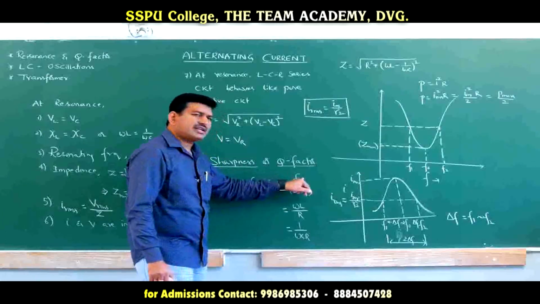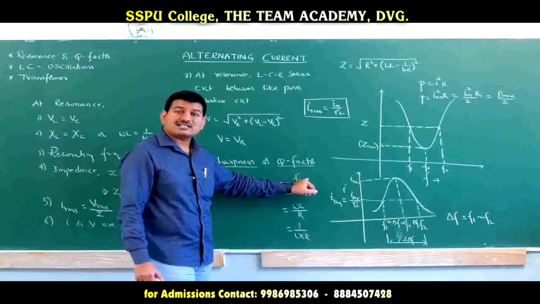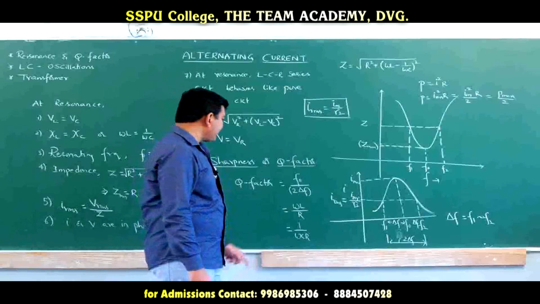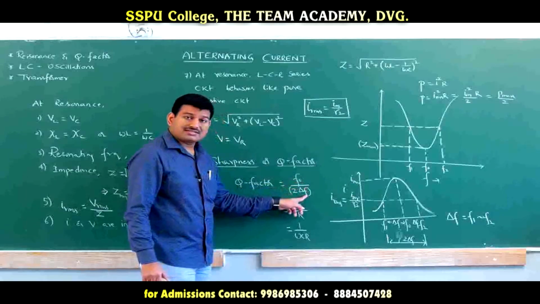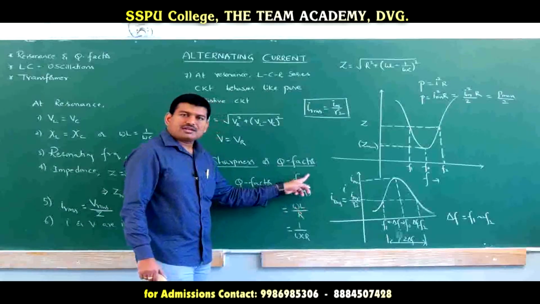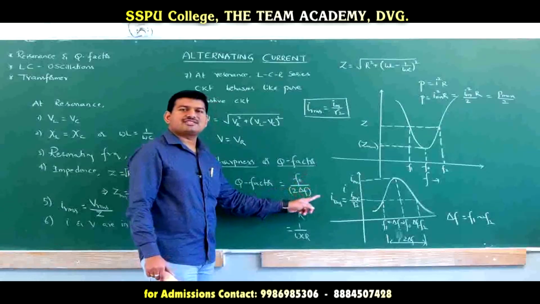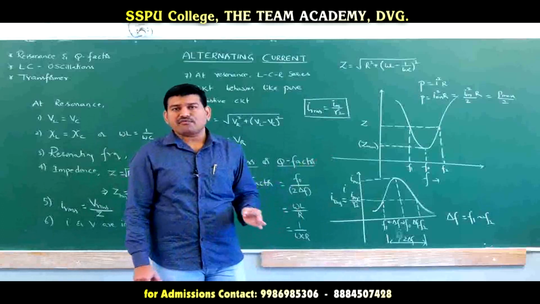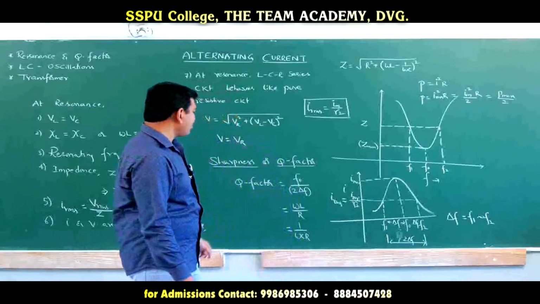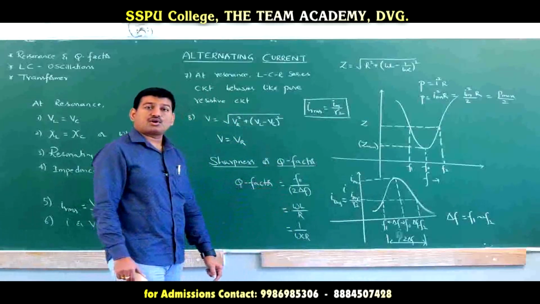Now if you see here, f0 stands for what? F0 stands for the resonating frequency. Resonating frequency divided by the bandwidth is there. So how is this read? It is read as the ratio of resonating frequency to the bandwidth. The ratio of resonating frequency to the bandwidth is said to be the quality factor or Q factor.